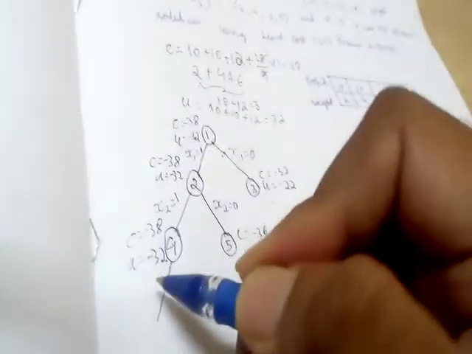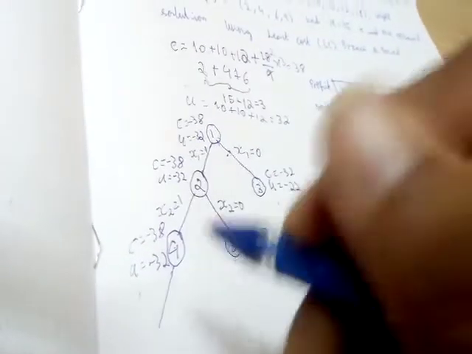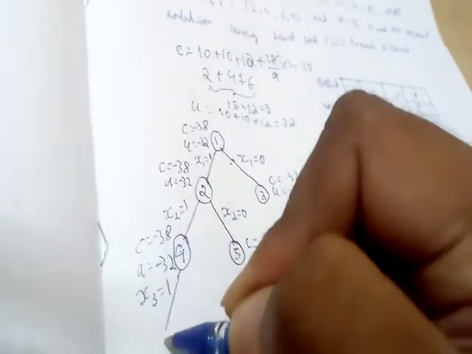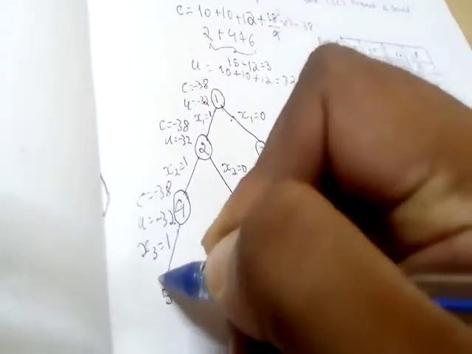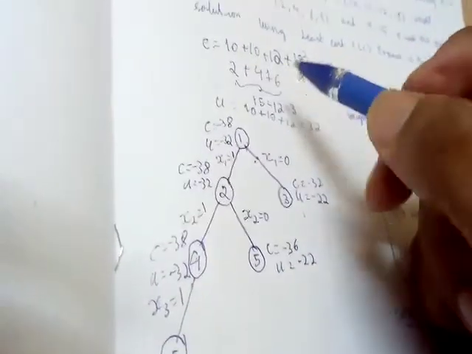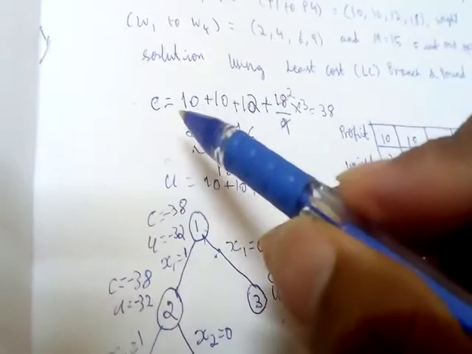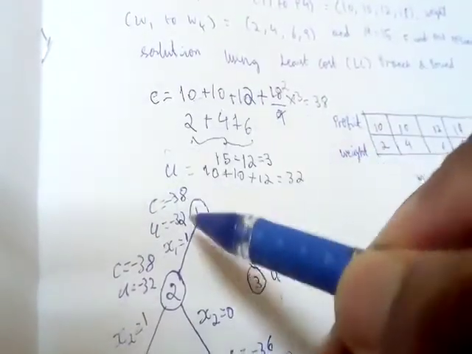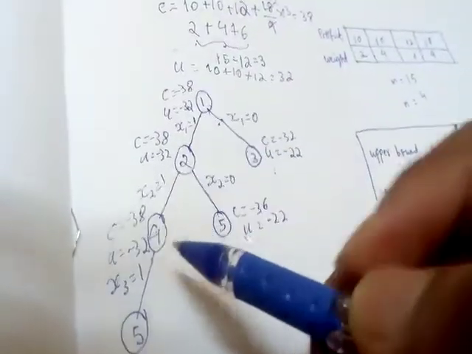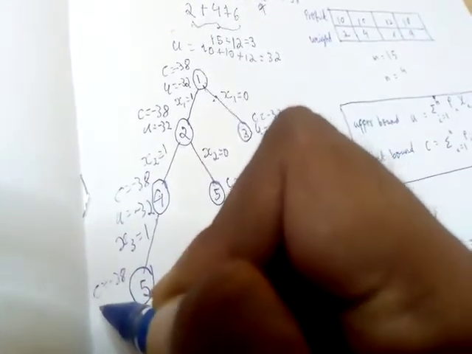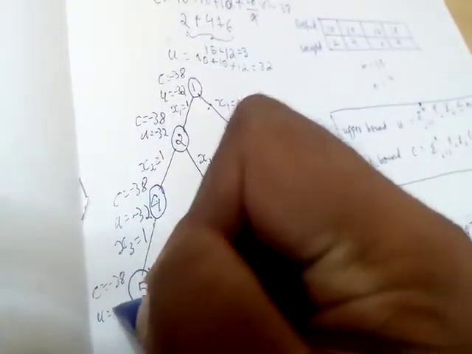So now I will consider one more scenario where I will be adding the third item. So as I told, when you are adding the first item, second item and third item in a sequence, the cost and upper bound value will be the same. So you can see node 1, node 2, node 4, the cost and upper bound values are the same. Here also the cost and upper bound values will be the same. So the C value will be minus 38 and the U value will be minus 32.